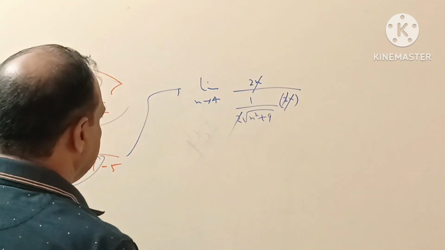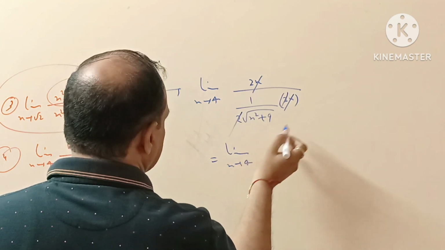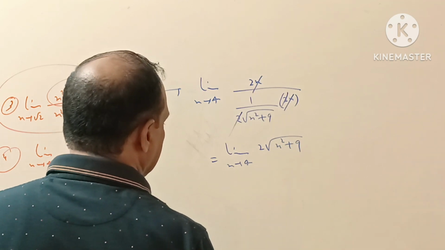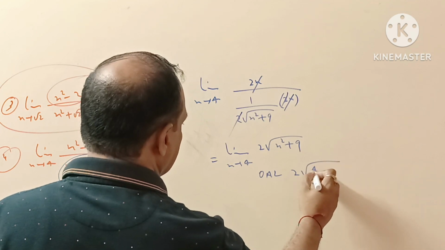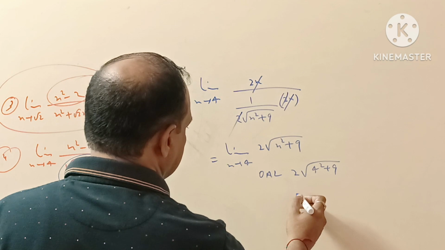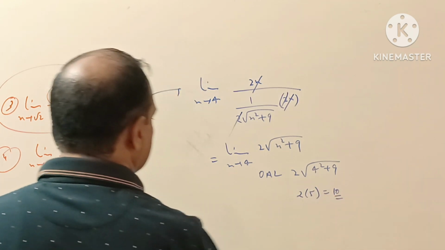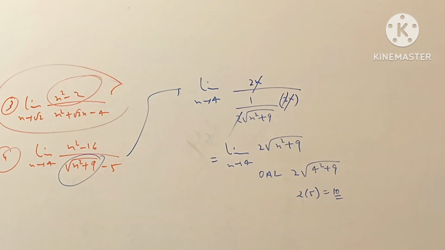Now here it is limit x tends to 4, and this will go on the upper side, 2 under root x square plus 9. On applying the limits, it will be 2 under root 4 square plus 9, which is 16 plus 9, which is 25, which is 5, and I will have 2 times 5 equals 10 as the required answer. I think things are very much clear to you. There is no need to worry.